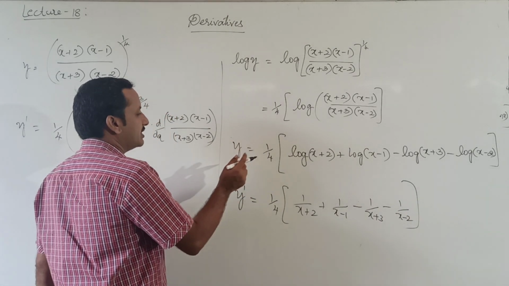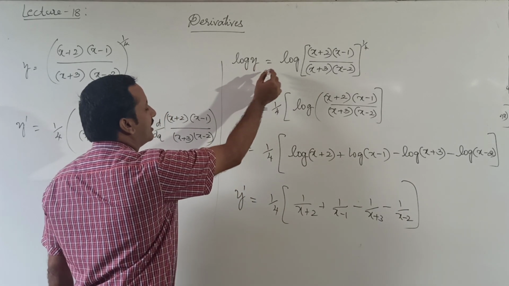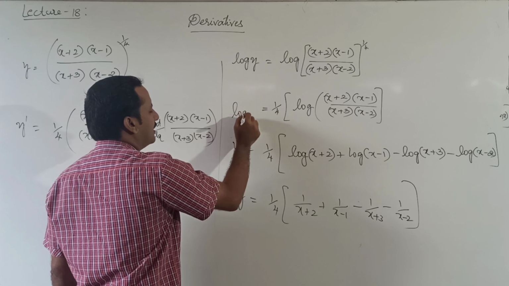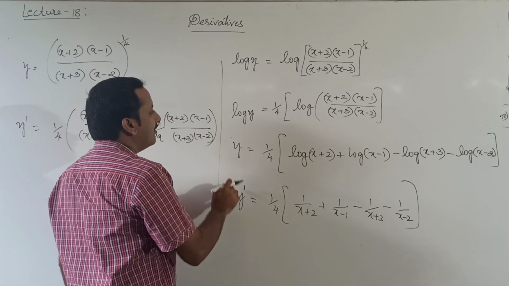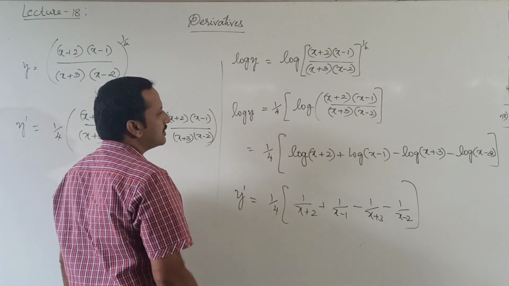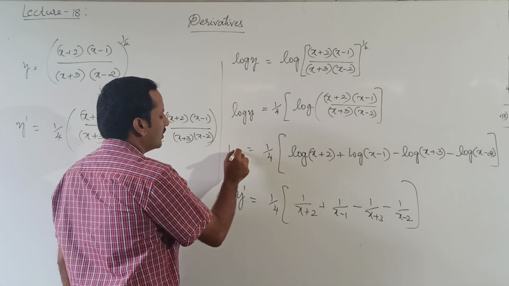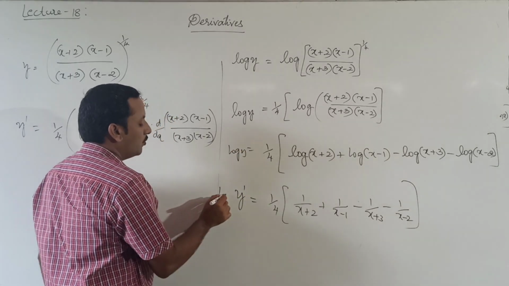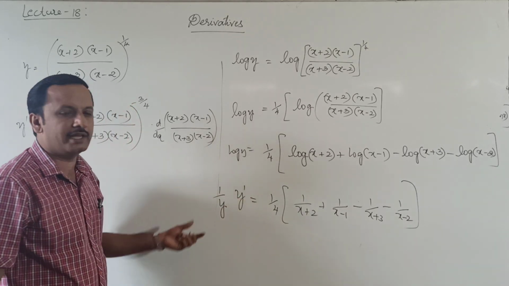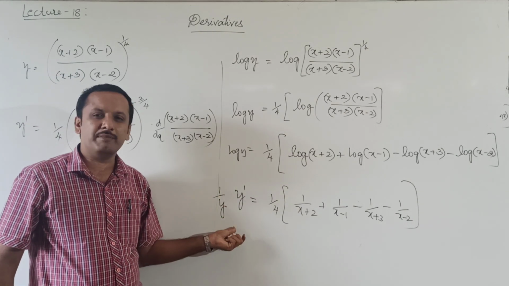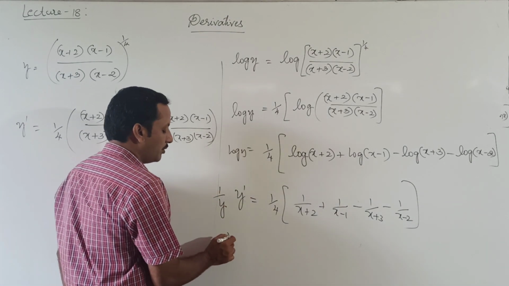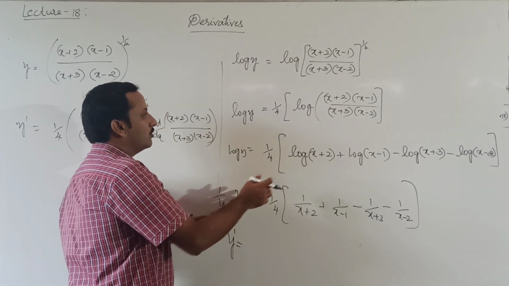Sorry, I made a mistake here. This is log y. Now differentiate this. Derivative of log y is, what is the derivative of log y? 1 by y into y dash. Right? Derivative of log y is 1 by y into y dash. So y dash is equal to y into the derivative.